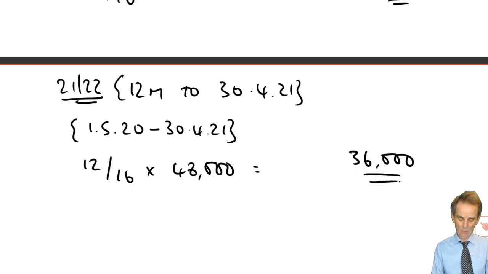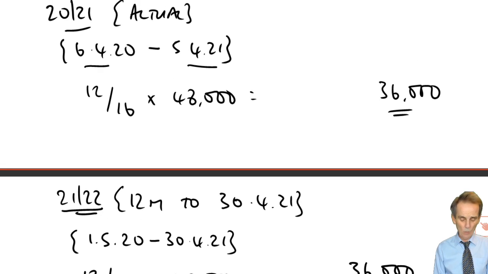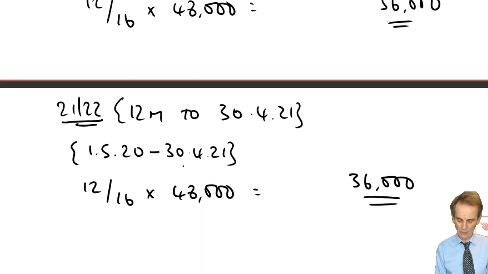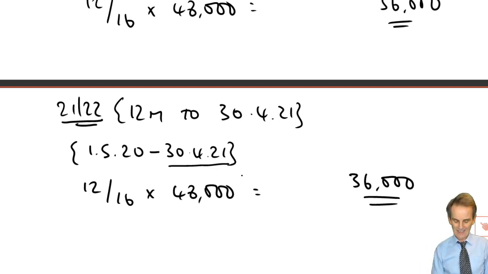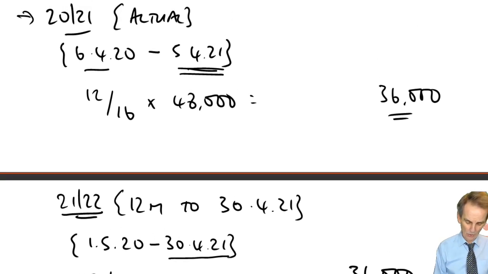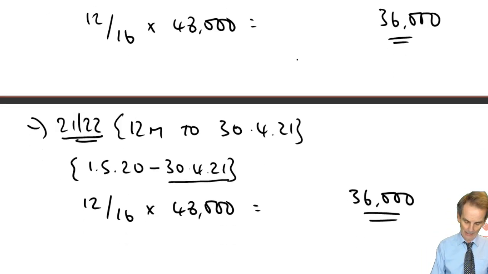Now, this time, will we have any overlaps? You bet we will. In 2021, we came as far as the 5th of April 21. All 21-22 has done with its 12 months is go to the 30th of April 21. Now, that's in to the nearest monthly terms. That's just one more month. So 11 of the 12 months that have been assessed in 2021 are the same 11 months that have been assessed within 21-22. We have 11 months of overlap. We'll come back and do that calculation of overlap profit in a moment.